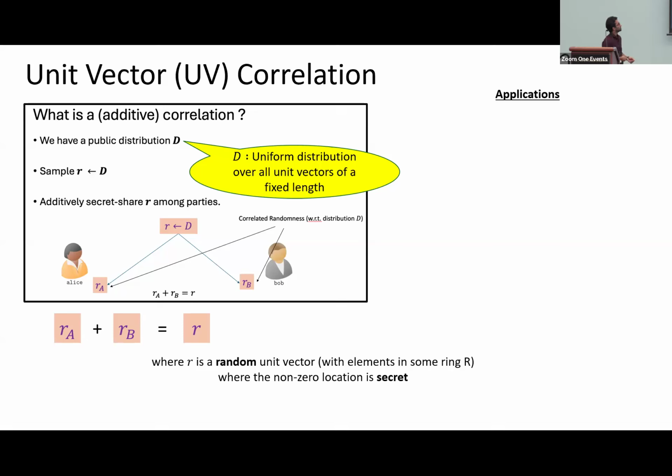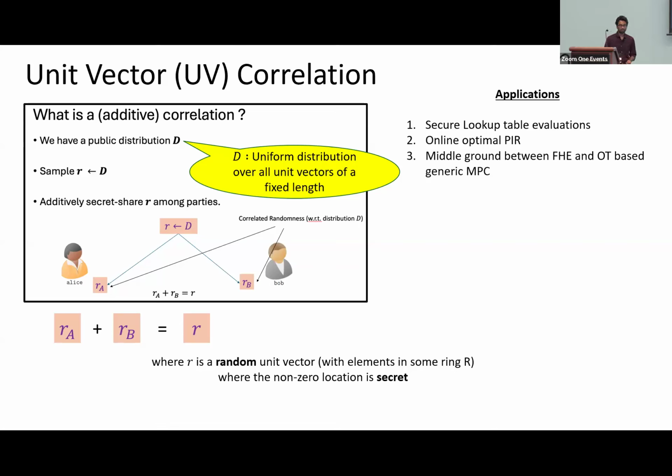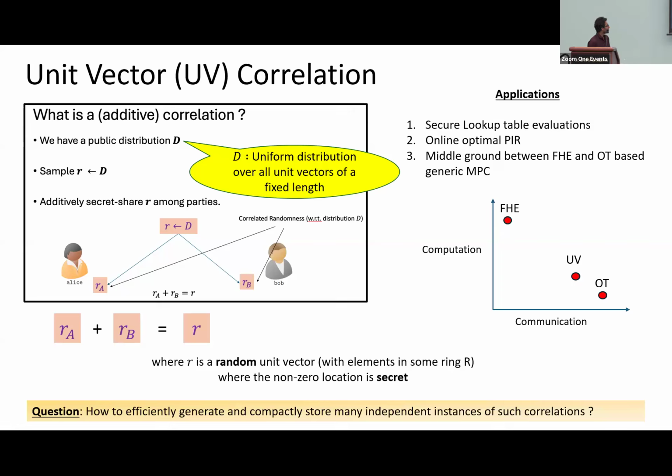And some applications of this UV correlation include secure lookup table evaluations and online optimal private information retrieval. And this can also provide a middle ground between FHE-based and OT-based generic MPC. So for example, FHE lets you achieve optimal communication, but is computationally heavy. On the other hand, OT has good computation, but the communication scales with the circuit size. UV correlations allow you to have slightly sublinear communication at moderate computational cost, which might often strike the right balance in practice. So now the question is, can we design a PCG for such UV correlations?